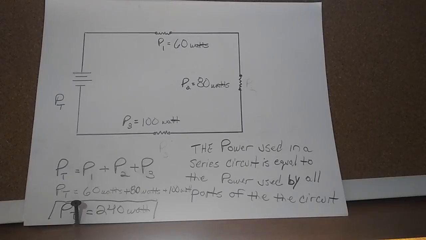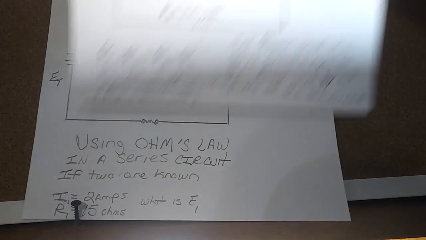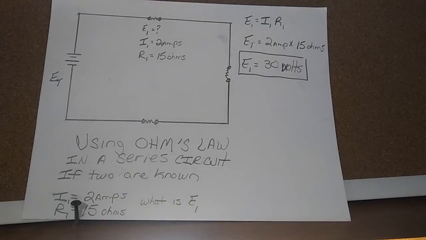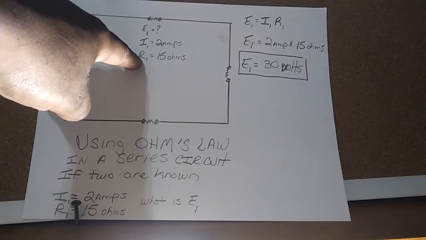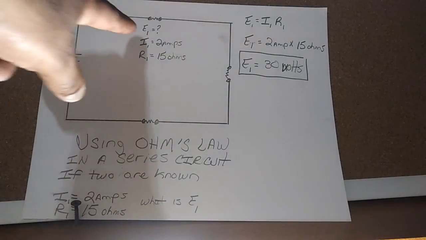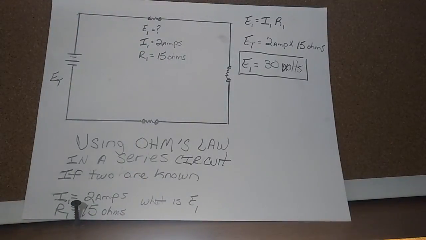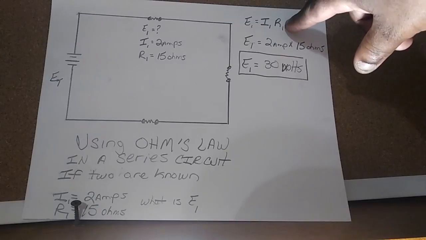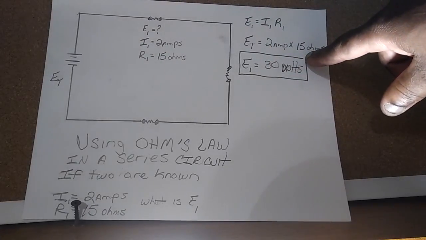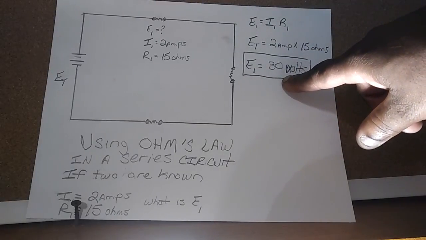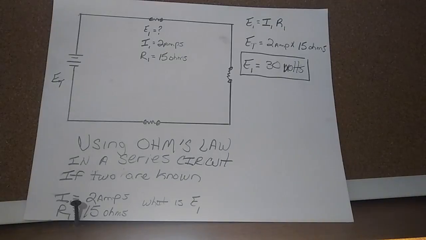Also, if you know two of the components, like maybe you know the amperage and you know the voltage, you could use Ohm's law to figure out the third value. For example, if you knew the current is 2 amps and you knew that the resistor equals 15 ohms, you can figure out what the voltage at resistor 1 is by using Ohm's law. E sub 1 is equal to I sub 1 times R sub 1. So E sub 1 will be equal to 2 amps times 15 ohms, which is 30 volts. So you could use Ohm's law at any given point.